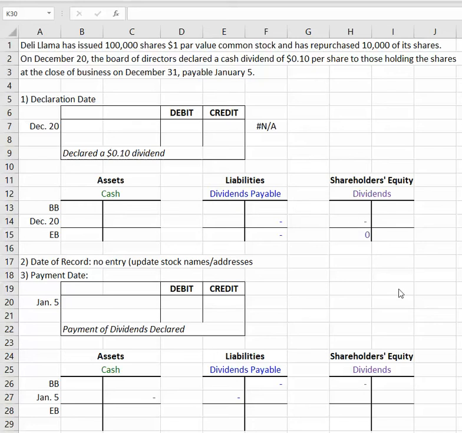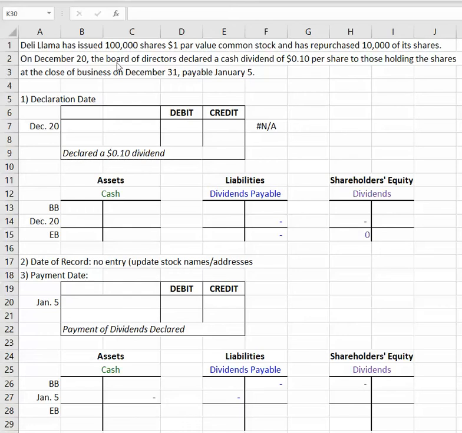When a corporation declares dividends, there are 3 dates related to it. There's the declaration date, the date of record, and then the payment date. So in this example, we have Dalai Lama, who's issued 100,000 shares of $1 par value common stock, and it has repurchased 10,000 of those shares.